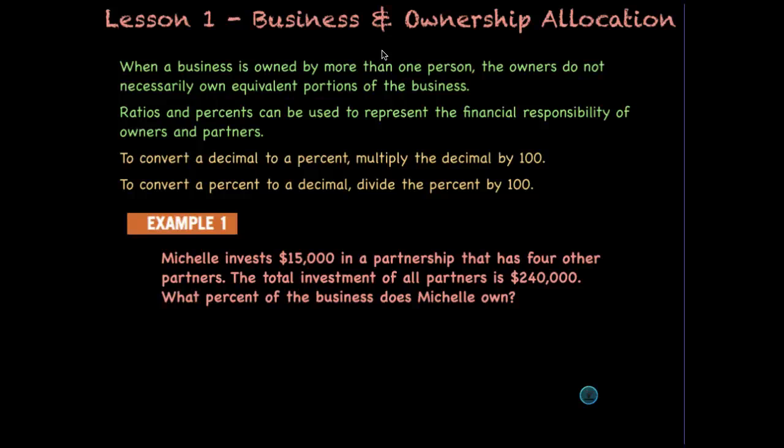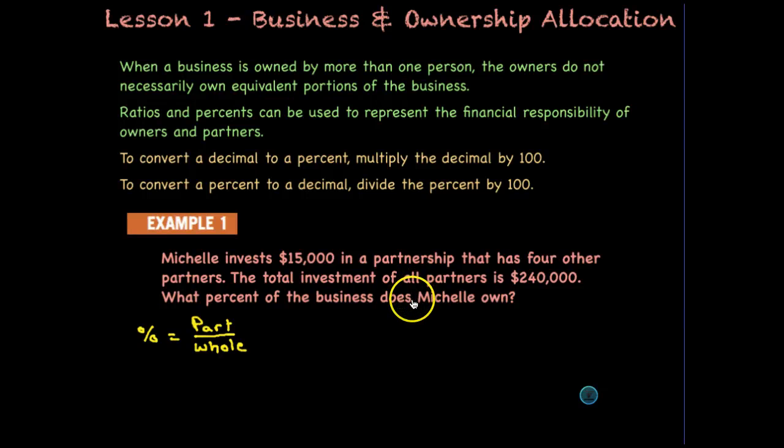Michelle invests $15,000 in a partnership that has 4 other partners. The total investment of all partners is $240,000. We need to know what percent of the business that Michelle owns. And this is important because at the end of the year, she will get a statement showing her percentage of all the income and losses and gains of the business. So we need to calculate what her percent is. How can we do that?